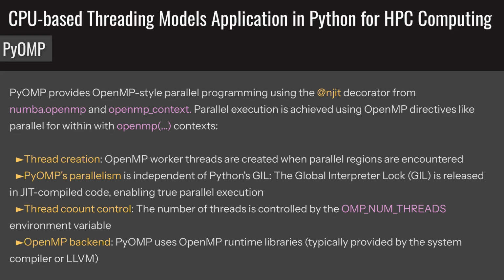PyOMP's parallelism is independent of Python's GIL. The GIL is released in JIT-compiled code, enabling true parallel execution. Thread count control: the number of threads is controlled by the OMP_NUM_THREADS environment variable. OpenMP backend: PyOMP uses OpenMP runtime libraries, typically provided by the system compiler or LLVM.